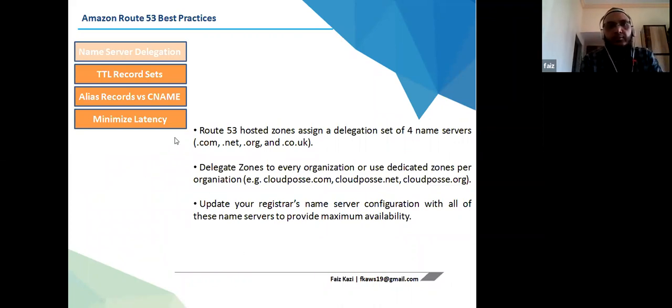So what are the best practices for using Route 53? Name server delegations. Route 53 hosted zones assign a delegation set of 4 name servers: .com, .net, .org, or .co.uk. So these are the main ones it supports, right? Because ICANN has provided these types of top level domains that it can support. Then delegate zones to every organization, or use dedicated zones per organization. And update your registrar's name server configuration with all of the same name servers to provide maximum availability.